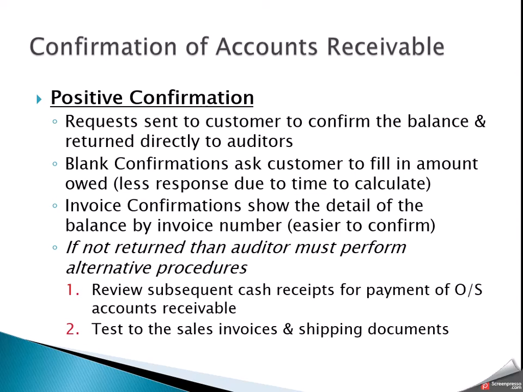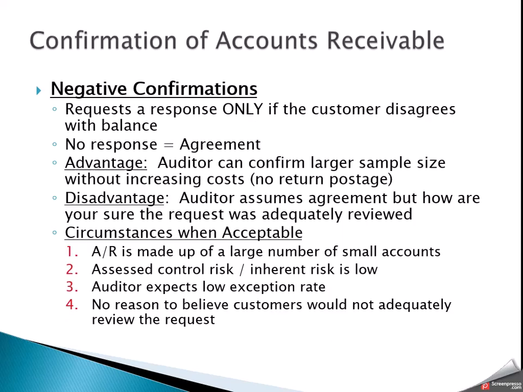So those alternative procedures might be to look at subsequent cash receipts, because again, if you're performing an audit at the end of December, the auditors are probably in there around February, so that customer could have paid by then. So you could say, okay, yeah, they didn't confirm it back when we mailed out the confirmations, but here they've paid us. Again, if they haven't paid yet, test it back to the actual sales invoice, to the shipping documents, to their sales order, whatever paper trail the auditor can go through to think that, okay, yes, I believe this invoice truly does exist.